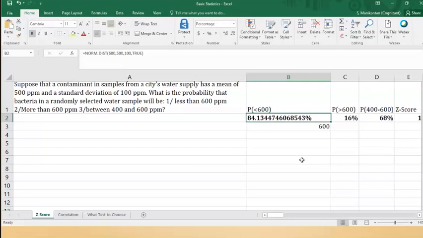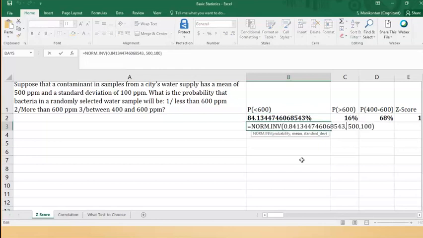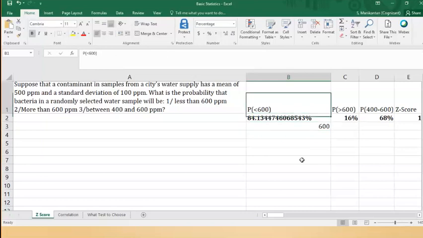Note from the formula list, there is a NORM.INV function, which will give you the x value if you key in the probability. It is just the reverse of what we have seen now. If I key in NORM.INV of 0.8413, it gives you back 600. I hope this example is clear. I'll leave it to you to work out the other 2 examples: more than 600 parts per million, and between 400 and 600 parts per million. Give some thought and try to work this out. I'll be sharing the Excel sheet with you, so you can verify your results.